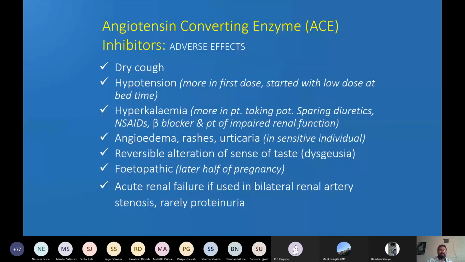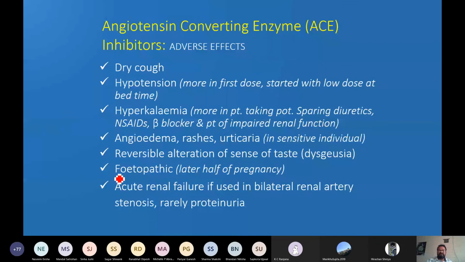Another one is fetopathic. That means it has teratogenic activity. So in the later half of pregnancy, you should never use ACE inhibitors. Otherwise, it will give some malformations in the fetus.